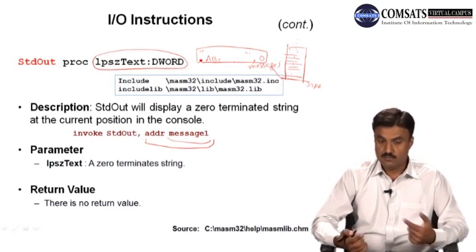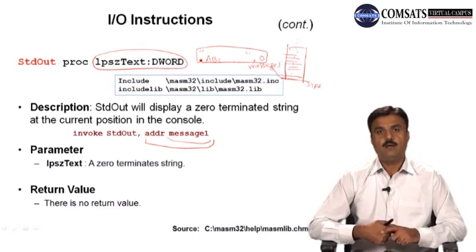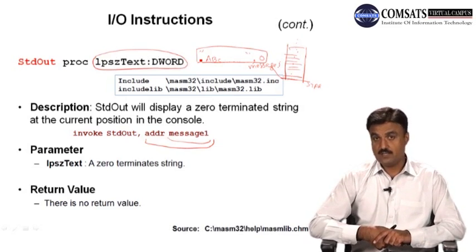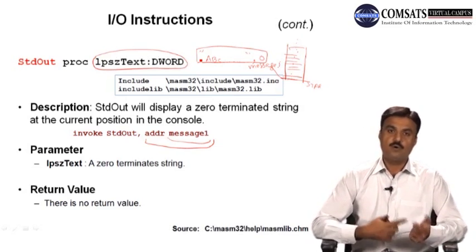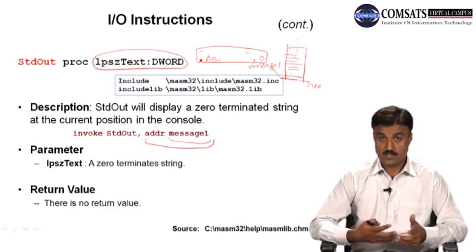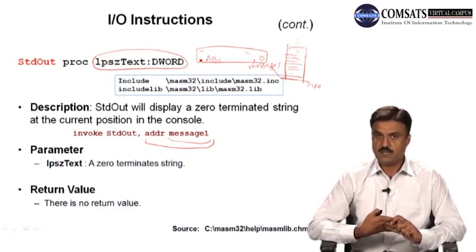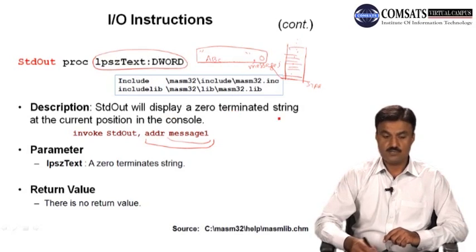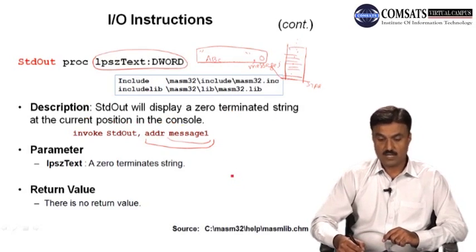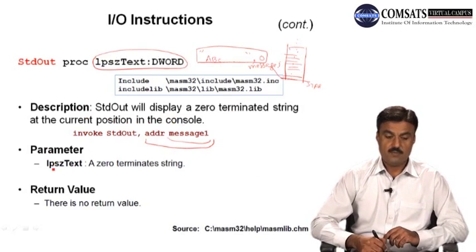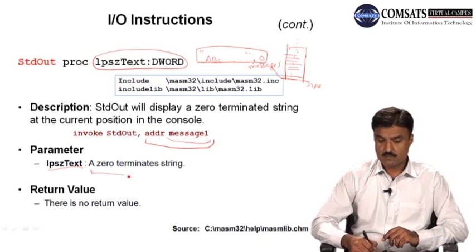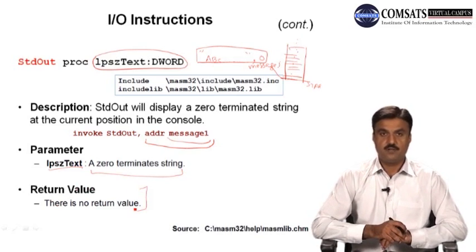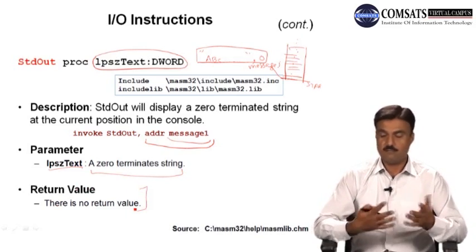You will see in the example that this stdout prints or sends the buffer area that is to be printed on the screen or the standard output device. That text must be terminated by 0. So stdout will display a 0 terminated string at the current position in the console, whatever the current position is. Then the parameter is the text parameter, a 0 terminated string that we want to print. There is no value being returned, so it will just receive the parameter and print it out.